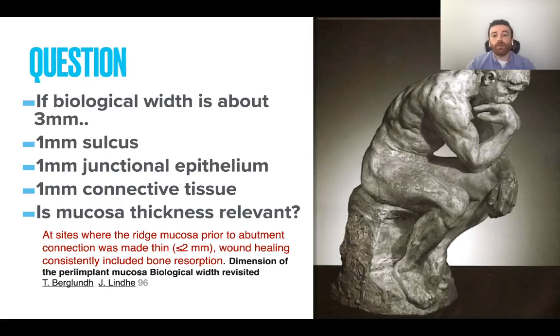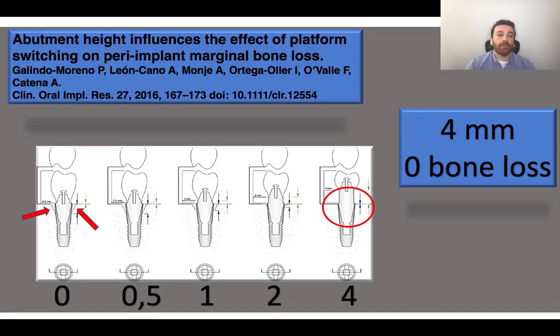So if the biological width is typically about 3 millimeters, and we have a millimeter for the sulcus, a millimeter for the junctional epithelium, and a millimeter for the connective tissue, what does it mean in terms of tissue thickness for our cases? Sites in which the ridge mucosa thickness was less than 2 millimeters usually ended up having bone resorption. So we need to look at ways to resolve this.